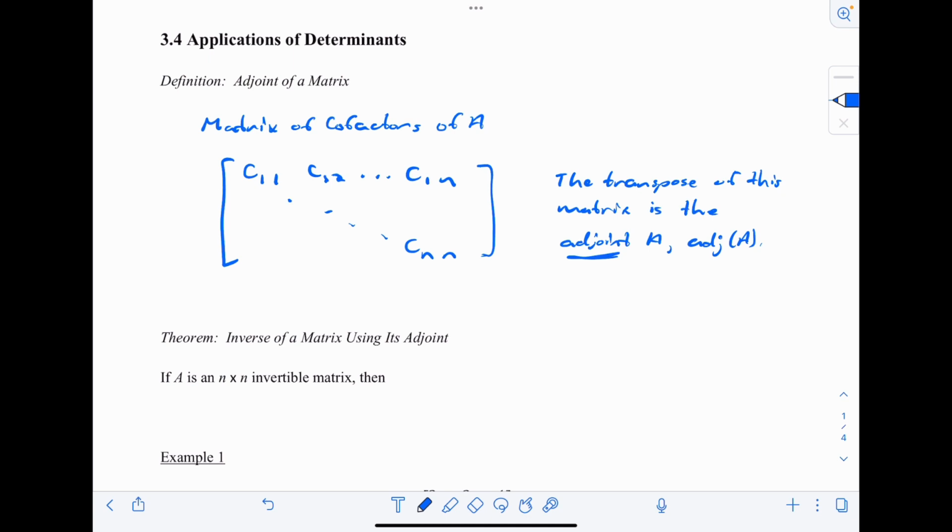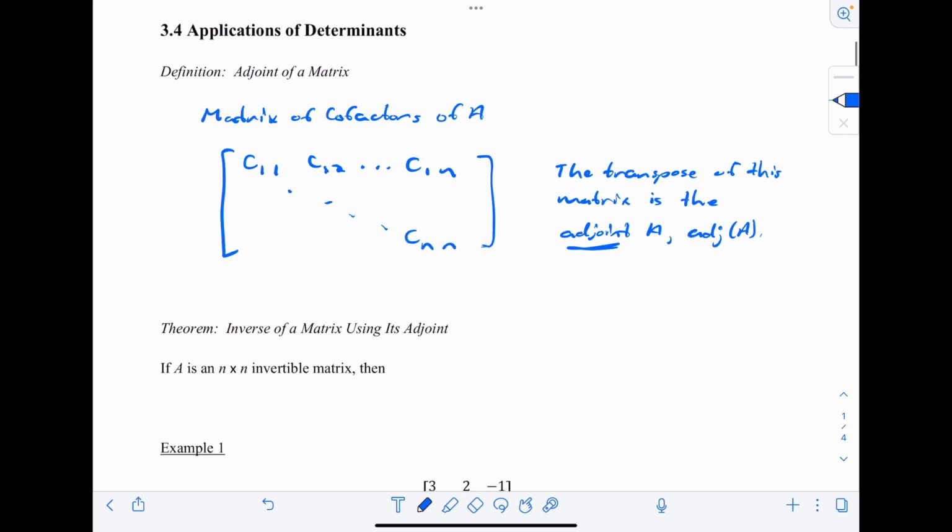Fabulous. Why in the world would we need an adjoint? What does this thing actually do? Well, that gets into finding the inverse now. If I have a square matrix that's invertible, then I can find its inverse. We've talked about how to find the inverse before using the Gauss-Jordan elimination method. This provides another way of finding the inverse. Basically, we take 1 divided by the determinant of A, so we do also need to find the determinant, and we multiply it by the adjoint of A.